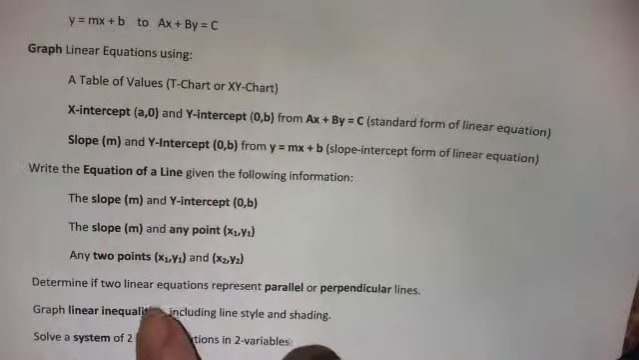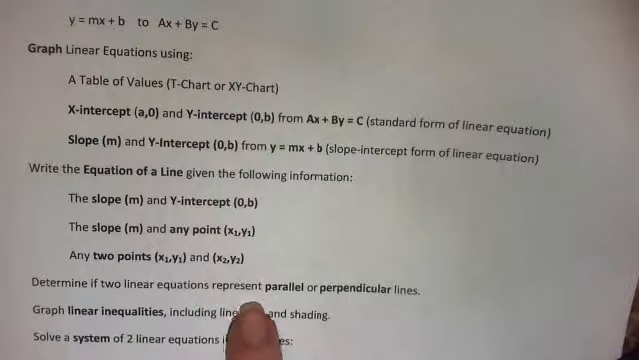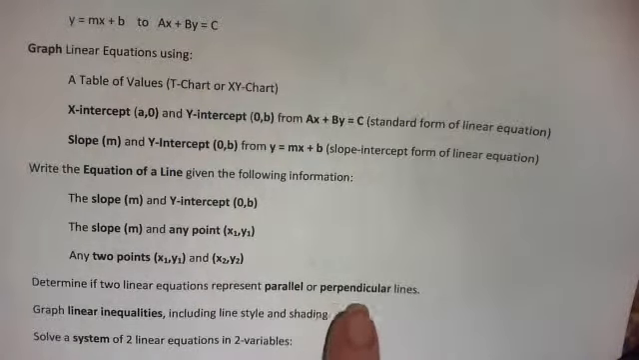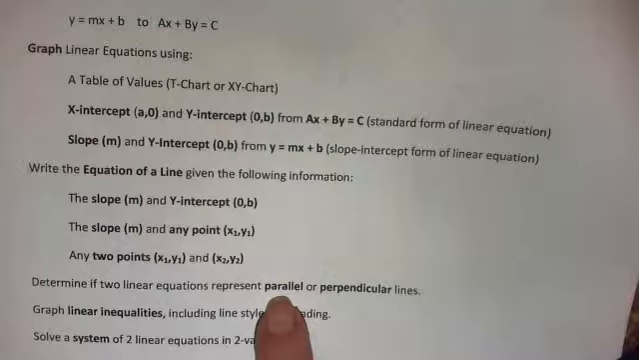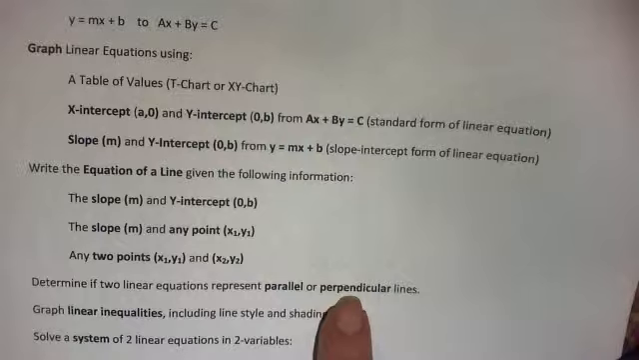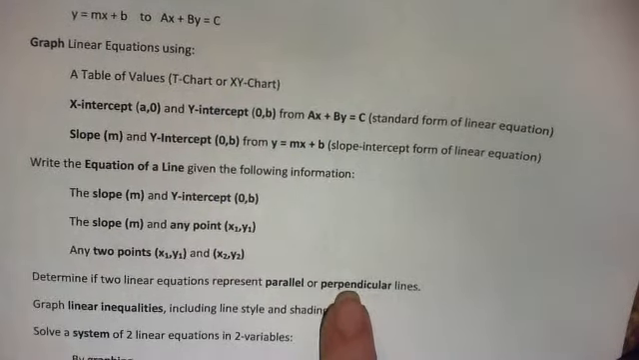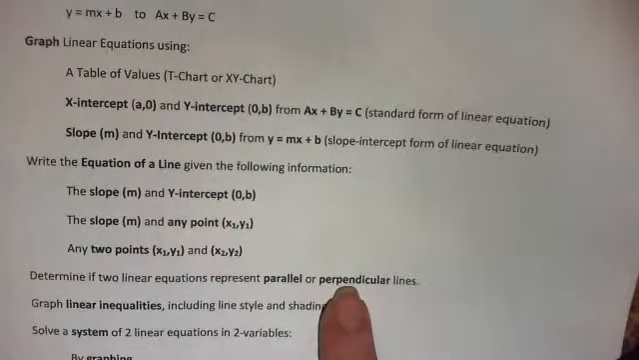You should be able to determine if 2 linear equations represent parallel or perpendicular lines. Remember, equations of parallel lines show the same slope and different y-intercepts. Equations of perpendicular lines show a negative reciprocal slope. It means their product is -1.